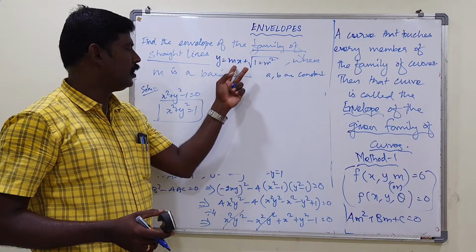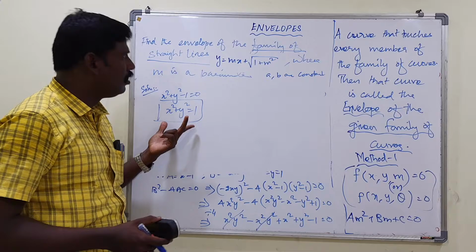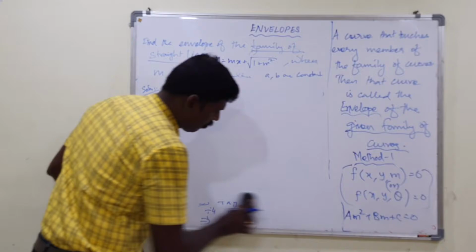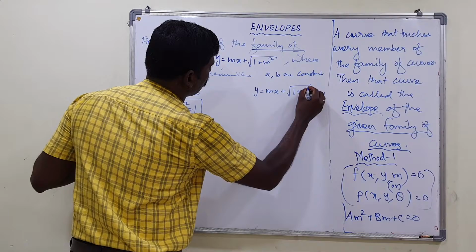Now, this is not from an examination point of view, but only for understanding purpose. I am going to prove how this curve touches these members of this family of straight lines. Okay, right? This is only for your understanding purpose. I am taking this family of curves, y equal to mx plus root of 1 plus m square, isn't it?